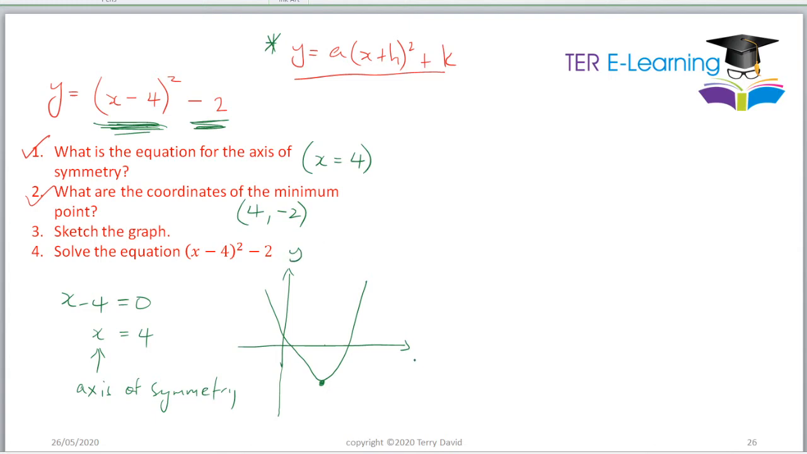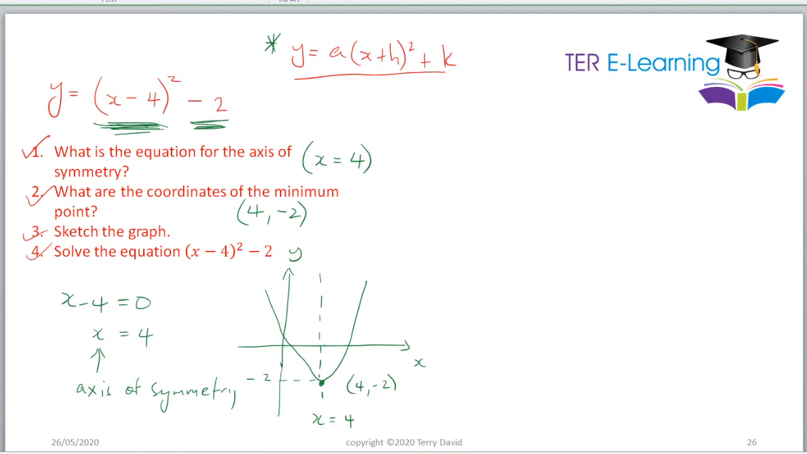This is going to be y, and this is going to be x. And this line here is going to be x equal to 4. And this point here is going to correspond to -2. So therefore, this point here is (4, -2). This is an exam question they can ask you, to sketch the curve. This is what it's going to look like. So the answer for question 3 is this curve.